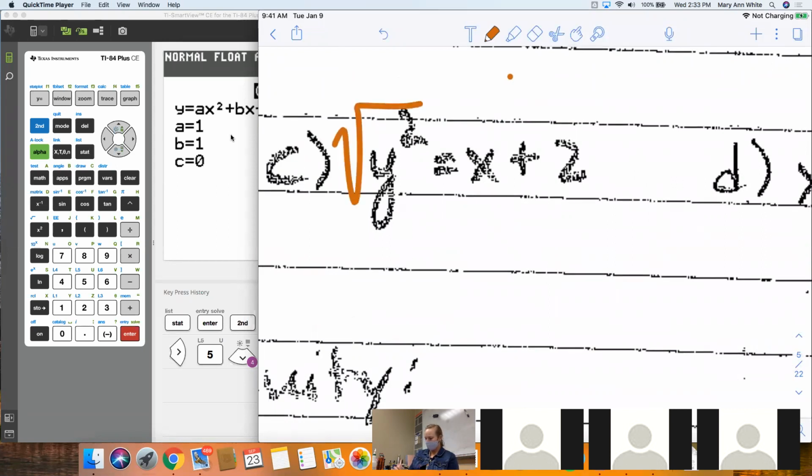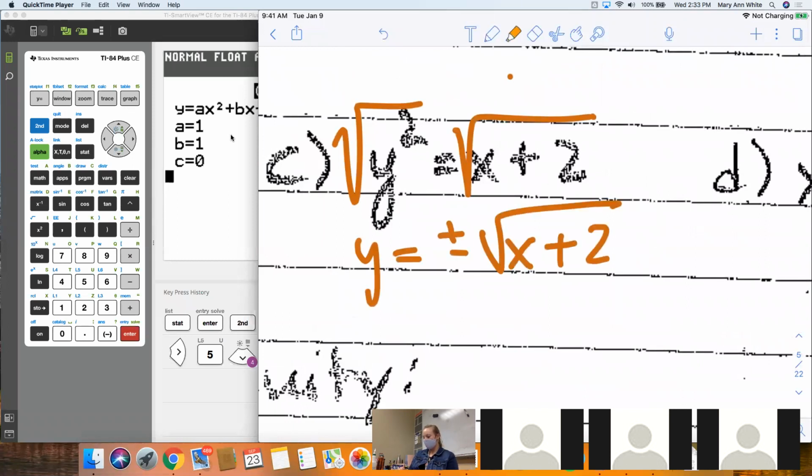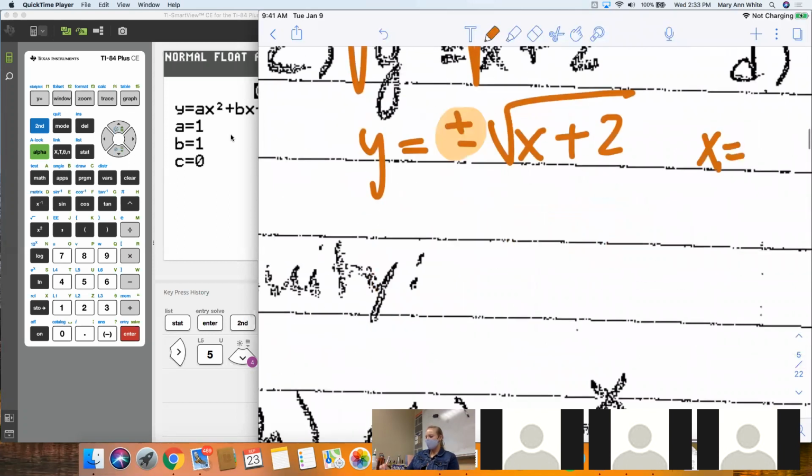Square root. And when I square root, what also has to follow with? Plus or minus. That means whatever I plug in, I'm going to have a plus and a minus answer for that. Let's say I plugged in 2. X equals 2. 2 plus 2 would be 4. So I'm going to do plus or minus the square root of 4. Well, the square root of 4 is 2, so I'm going to do plus or minus 2.